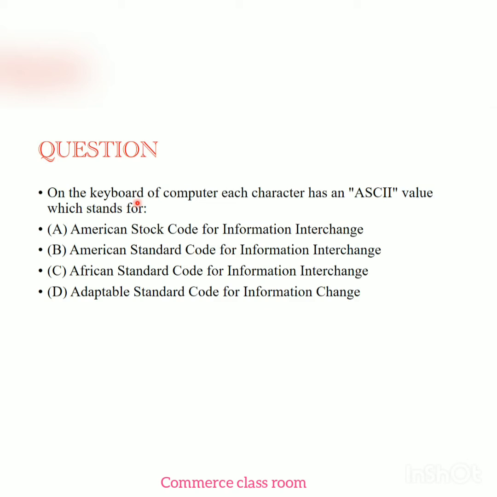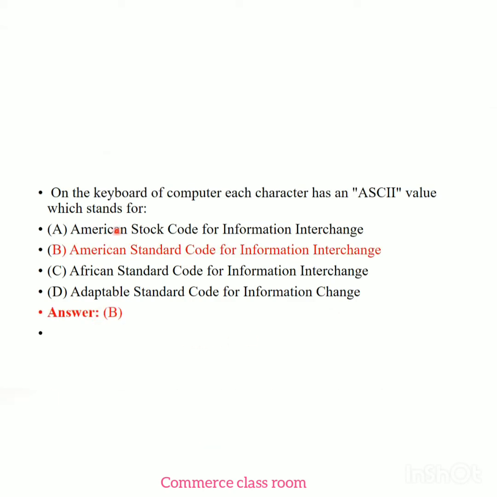Next question, on the keyboard of a computer, each character has an ASCII value. What is the full form of ASCII? Option A, American Store Code for Information Interchange. Option B, American Standard Code for Information Interchange. Option C, African Standard Code for Information Interchange. And option D, Adaptable Standard Code for Information Change. The answer is option B, American Standard Code for Information Interchange. ASCII character in keyboard denotes American Standard Code for Information Interchange.